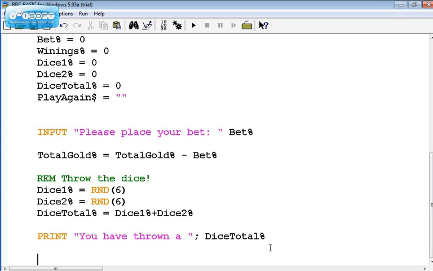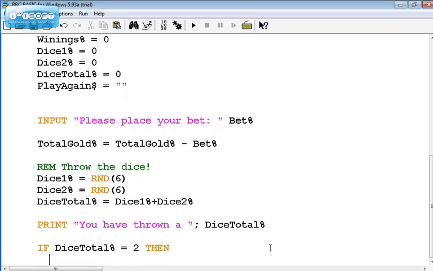Okay, so I'm going to have a look at if they've thrown a 2. So let's have a look. It's an if statement. If dice total percent, if they're lucky enough to throw a 2, equals 2. Don't forget the then at the end. Well, what happens? If they've thrown a 2, the odds for throwing a 2 are 3 to 1. So, for example, if they bet 10 gold coins, they've actually won 30.